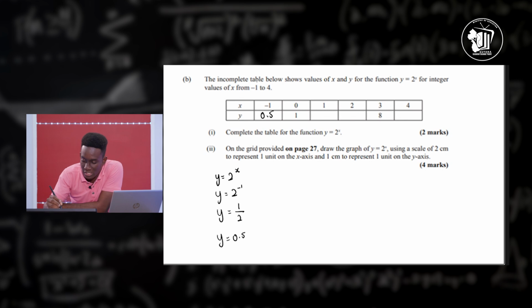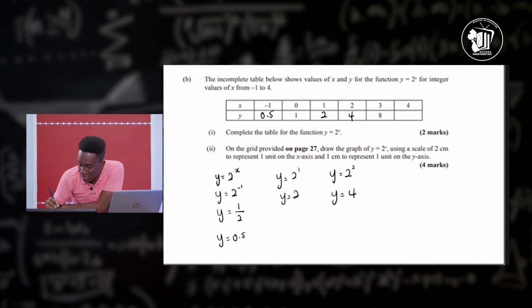So here we can say 0.5. And the next one, 0, that is already filled out. So next we have x has a value of 1. So y is equal to 2 raised to the x power. In this case, x is 1. So y will be equal to 2. Next one, y is equal to 2 raised to the x power. In this case, x is 2. So this will be 2 raised to the second power. Hence, y will be equal to 2 times 2, which will give you 4. And this is already filled out.